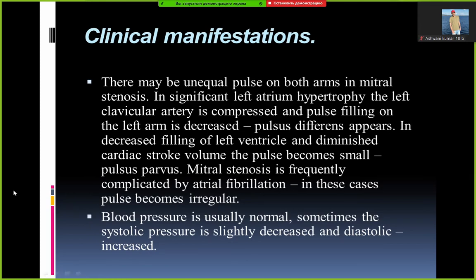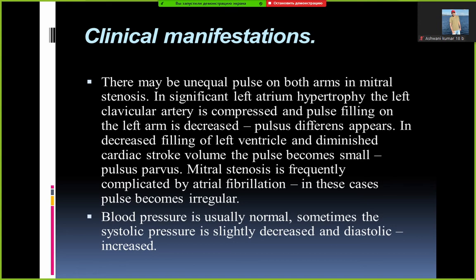There may be unequal pulse on both arms in mitral stenosis. In significant left atrium hypertrophy, the left subclavian artery is compressed and pulse filling on the left arm is decreased. This will be the cause of pulsus differens, so different pulse on the left and the right arm wrist. In decreased filling of the left ventricle and diminished cardiac stroke volume, the pulse becomes small. It is called pulsus parvus.